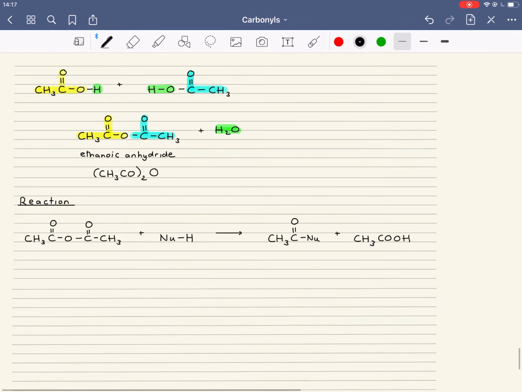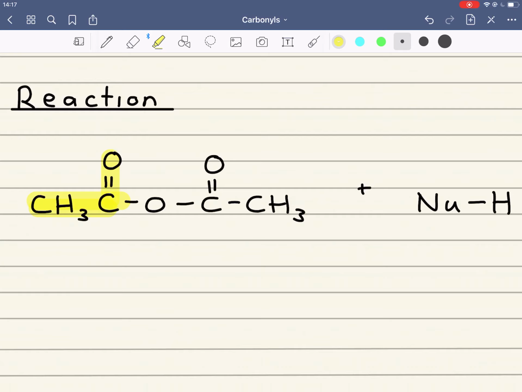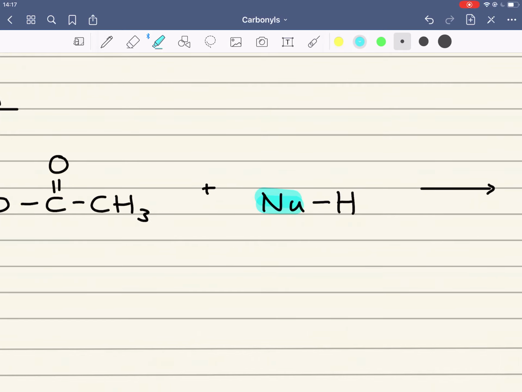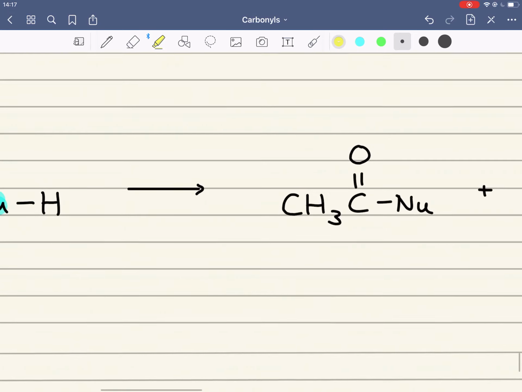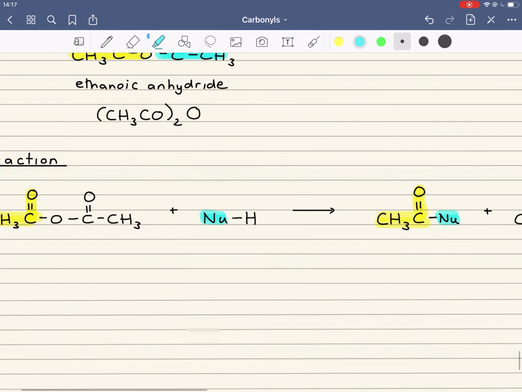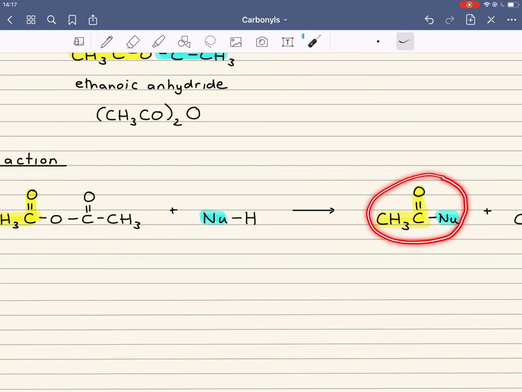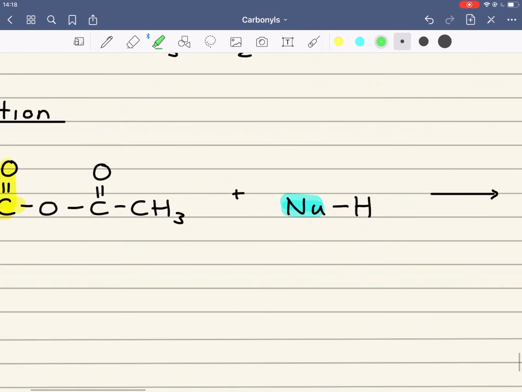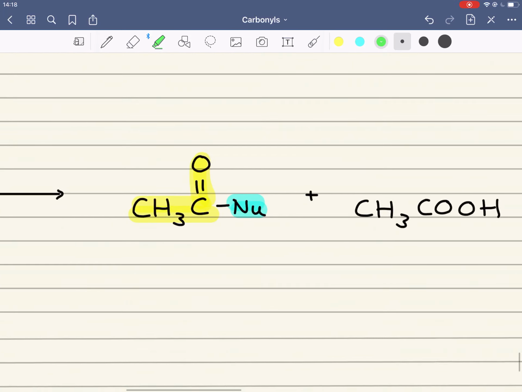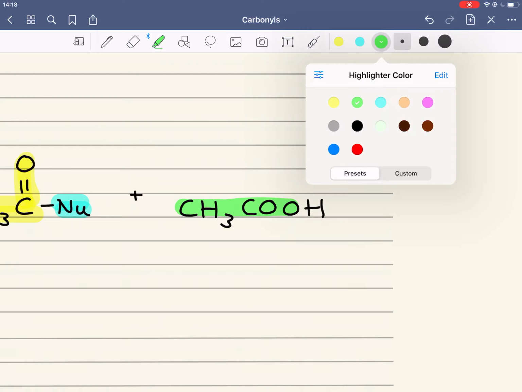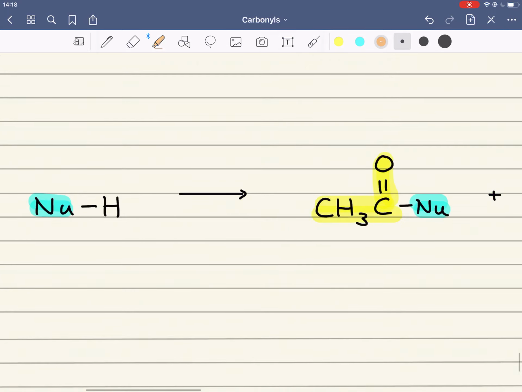So that's the reaction. What happens then is this here will tag on with this part of the nucleophile to produce this. Now that is exactly the same as what happens when acyl chlorides react with nucleophiles. It's this CH3CO that will tag on with this to form my first product. And then all this bit here, highlighted in green, will then join with the hydrogen from the nucleophile.